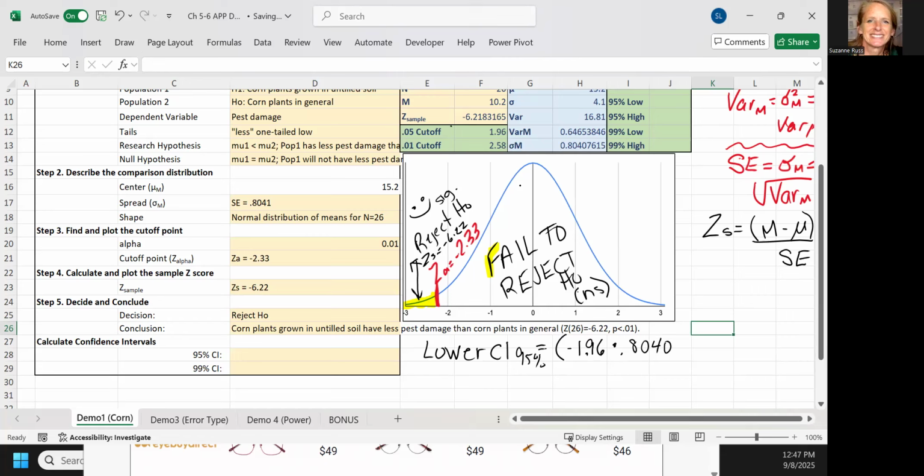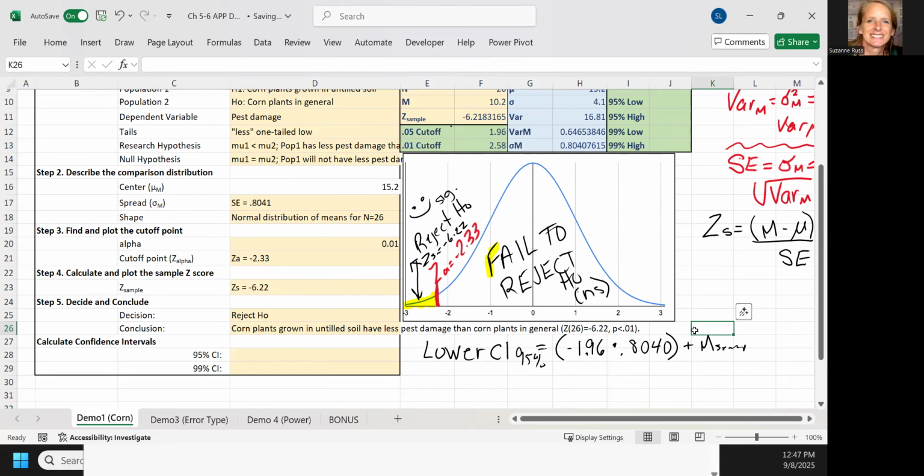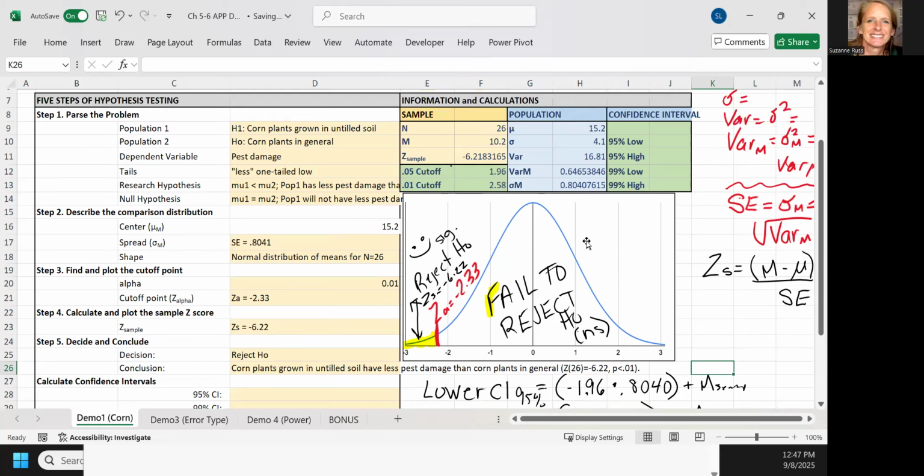0.8040. We're going to do this in Excel. And we're going to add to it the sample mean, the mean for the sample. Okay, so as we do this, I wrote out these numbers here. Let me write it out in a formula now. The lower CI for 95% equals the negative z-score associated with alpha times the standard error plus the mean. So let's go ahead and do that formula.